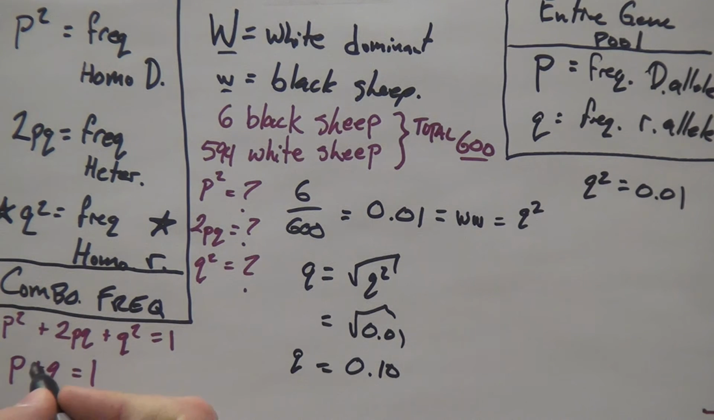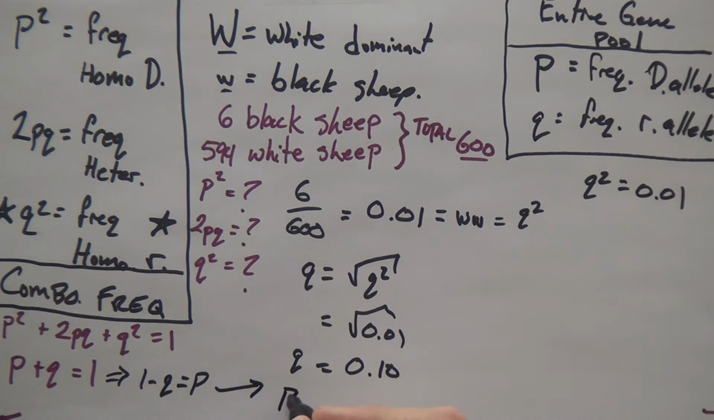Check this out. We know that p plus q equals 1. Therefore, 1 minus q equals p. So p equals, oh man, I know you're doing your own drum roll right now because this is getting for real. 1 minus 0.1 is 0.90. Holy goodness gracious me. So I know q and I know p.